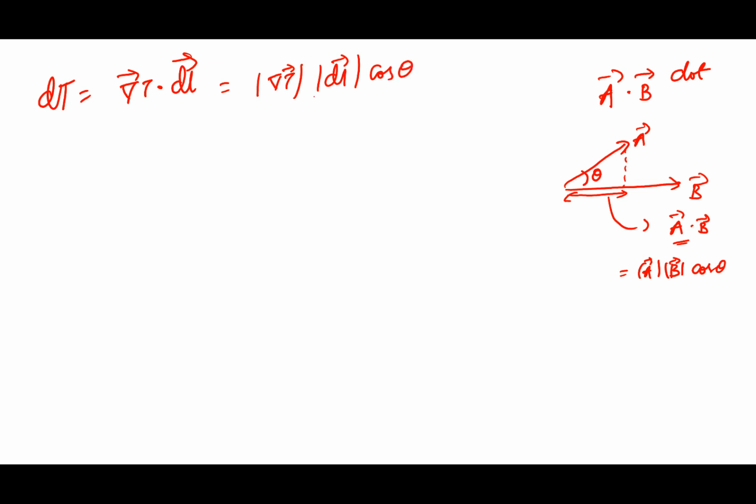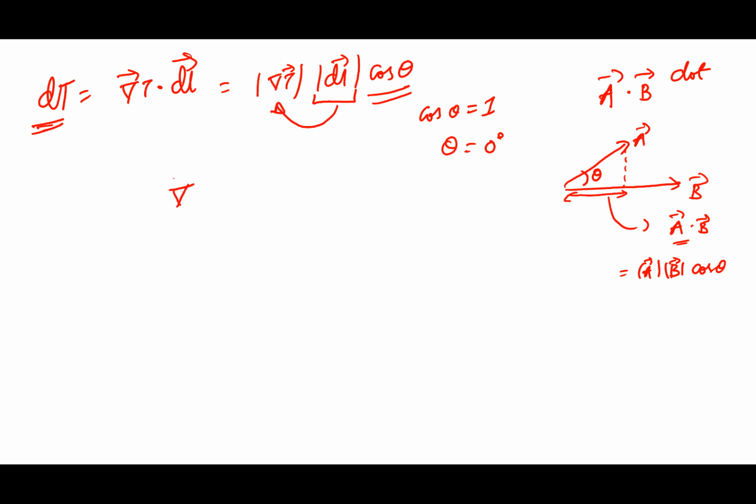Now if I fix dl and ask along which direction I would find the maximum increase in the temperature, taking T as temperature for example, the answer is along which this product is maximum. The maximum value of cosine theta is 1, and that happens when theta is equal to 0. That means when dl is pointing along the direction of the gradient, we get the maximum increase.